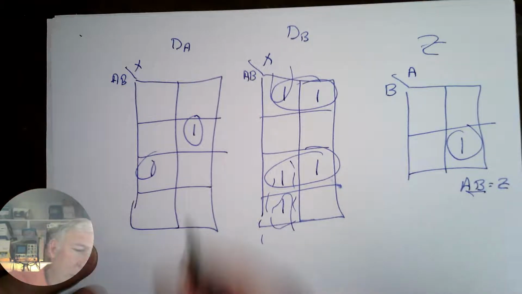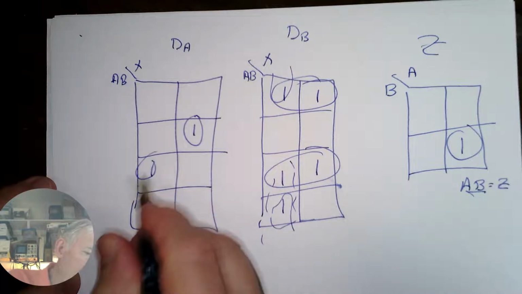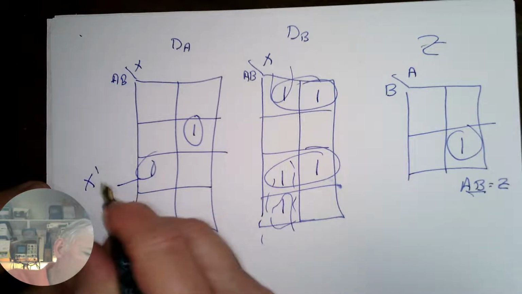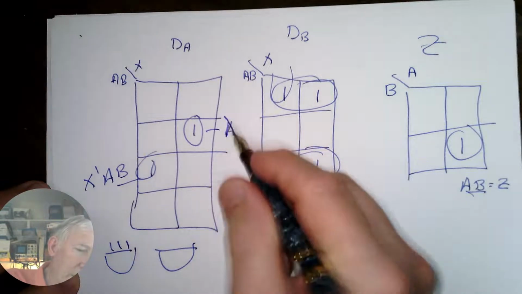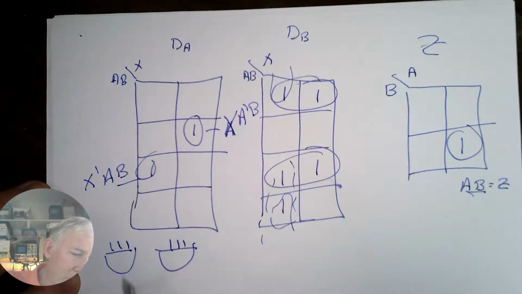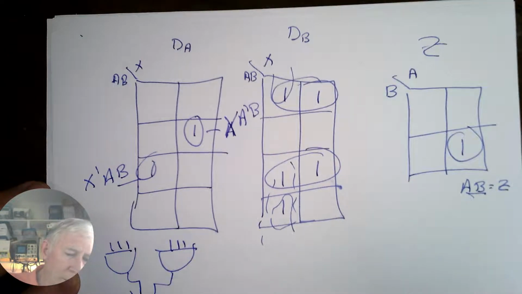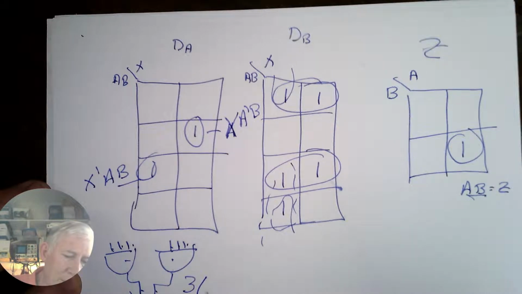So let's count them up. For this one we have 2 AND gates, and they're both 3 inputs, 1, 2, 3, because this box is going to be X prime AB. This box is going to be X A prime B. So we have 3 inputs here, and then they're going to go to an OR gate. And so we have 1, 2, 3, 4, 5, 6, 7, 8 inputs, 3 gates. So 3 gates, 8 inputs.